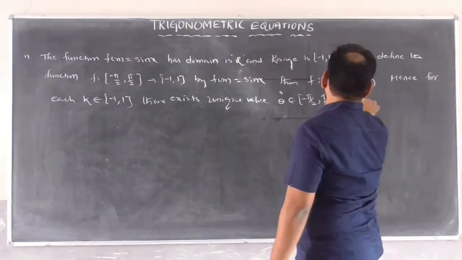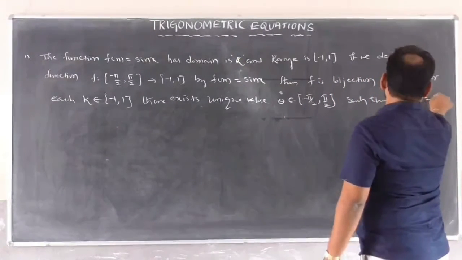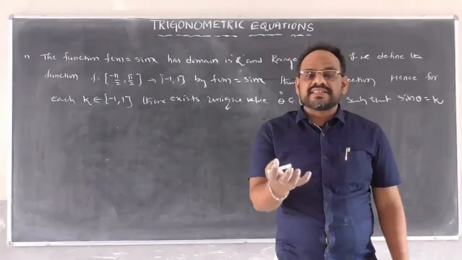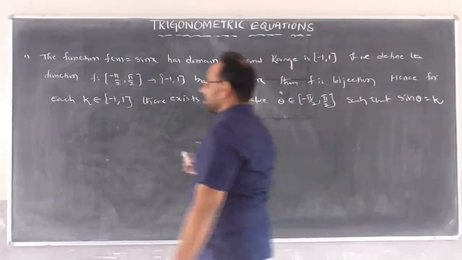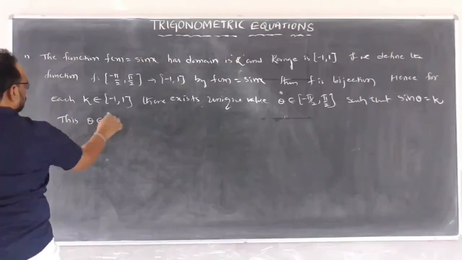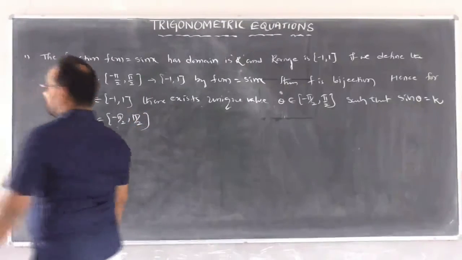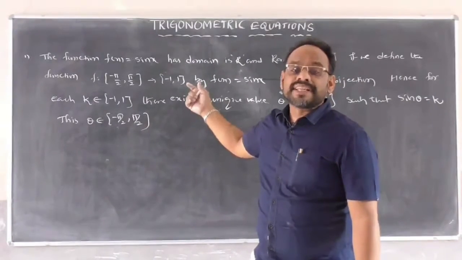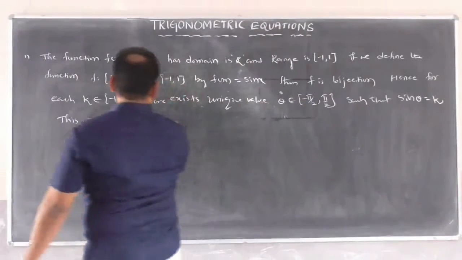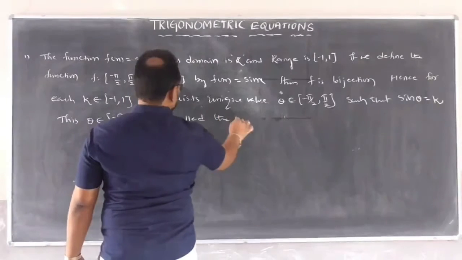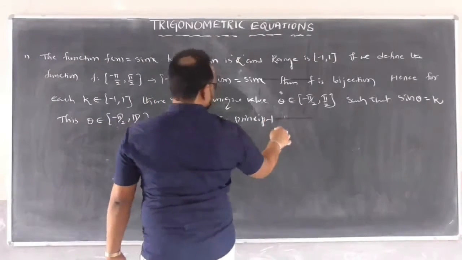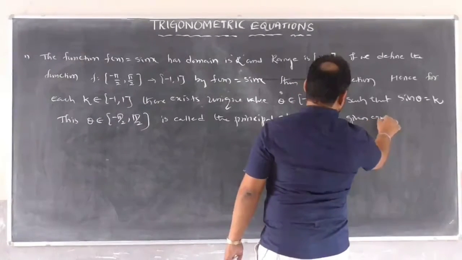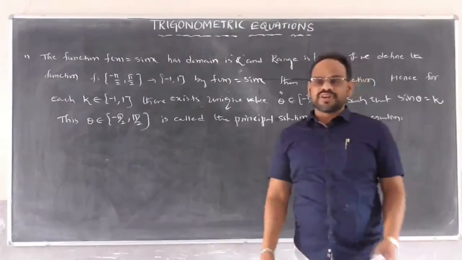Such that sin theta is equal to k. This theta belonging to [-π/2, +π/2] is called the principal solution of the given equation.